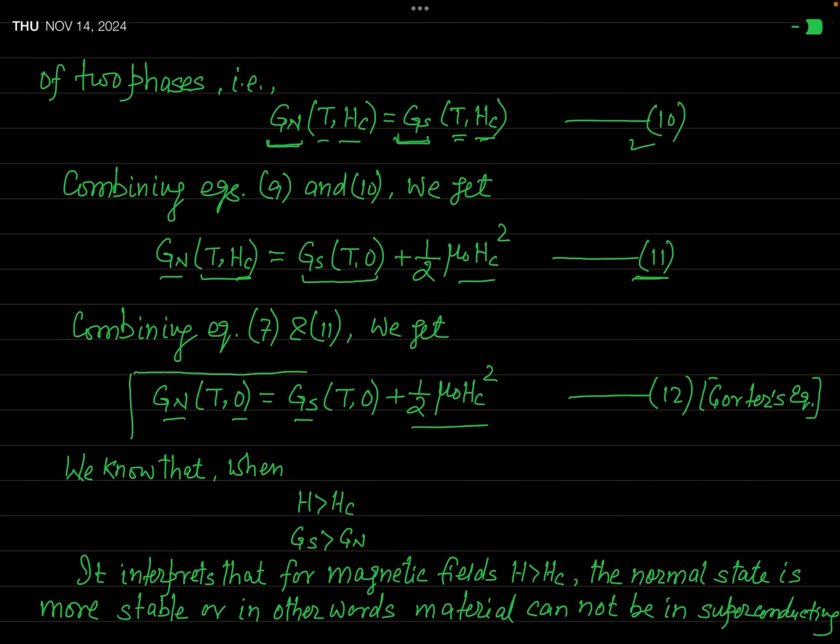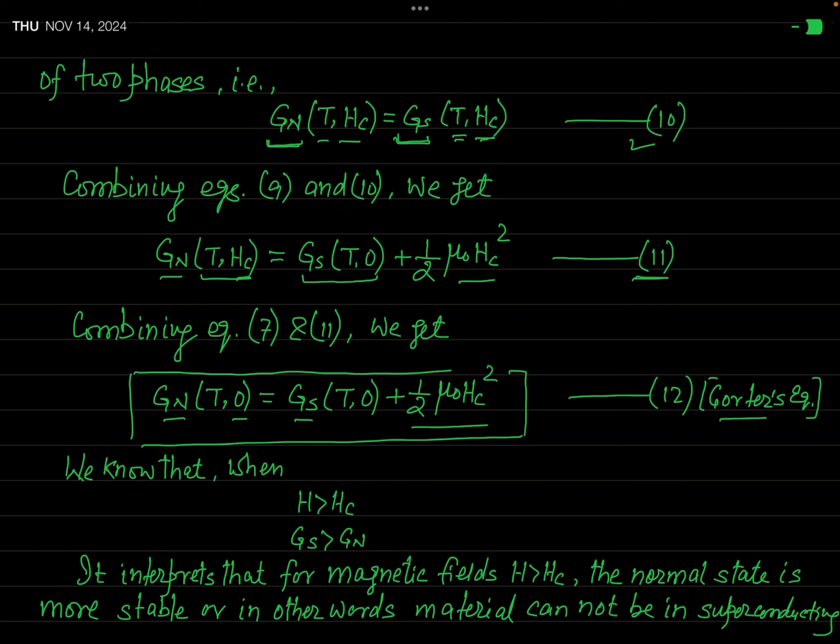Actually this is the basic equation from which we can discuss the phase transition between the normal state of a material and its superconducting state. This equation is also known as Gorter's equation, and this is the fundamental equation of superconducting phase transition. Now with the help of this equation we will learn about the change in entropy and change in specific heat when the superconducting phase transition takes place.